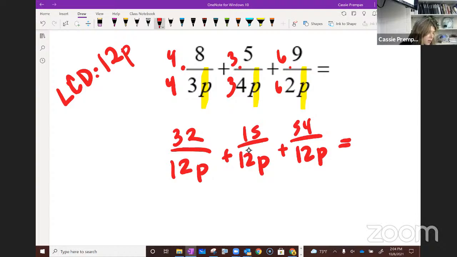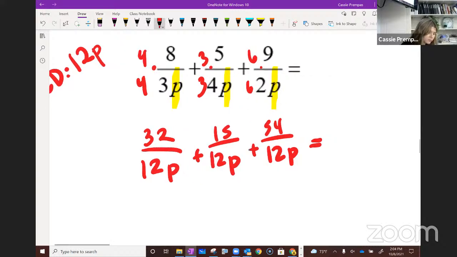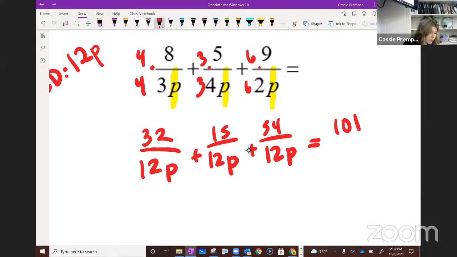So I get 32 over 12p plus 15 over 12p plus 54 over 12p. And then I add them together. So 32 plus 15 is 47. 47 plus 54 is 101. So it'd be 101 over 12p.